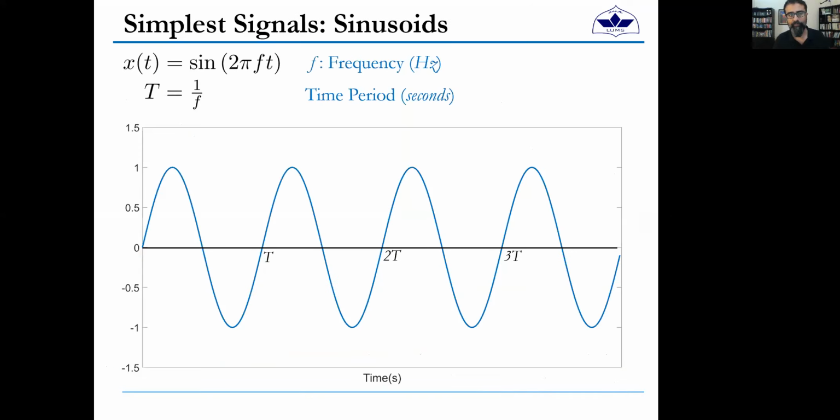Now, what is the simplest signal? The simplest signal is a sinusoid, as I'm sure each and every one of you is familiar with. A sinusoid is just the thing that you see on the screen. A sinusoid is characterized by its amplitude, its phase, and its frequency. The phase of the sinusoid that you see here is 0, and the amplitude is 1. But what's important is the frequency of the sinusoid.